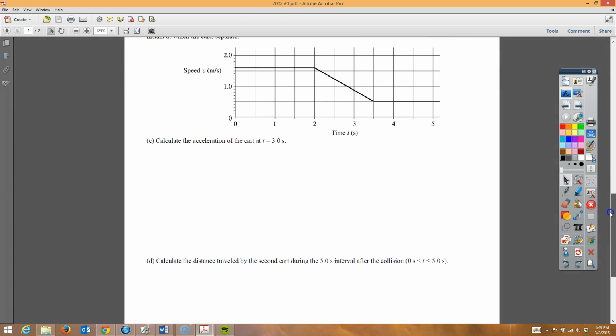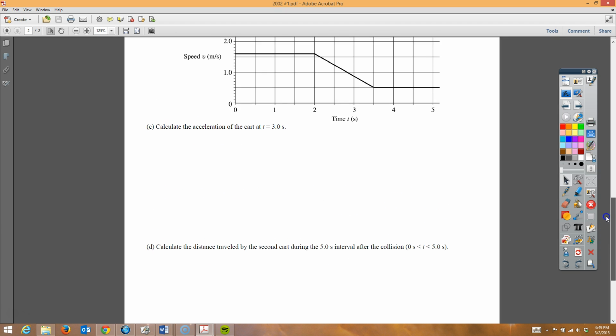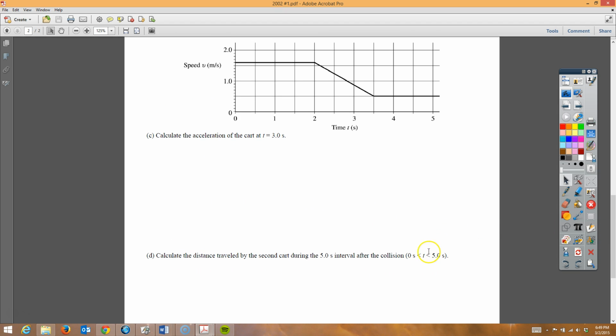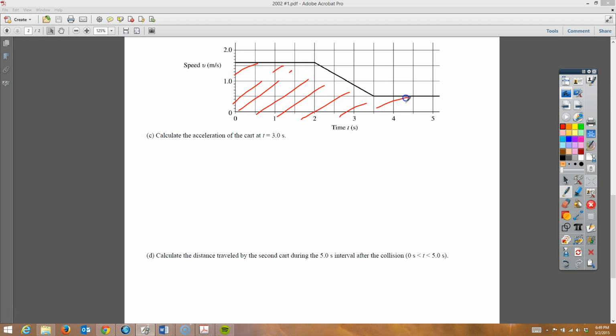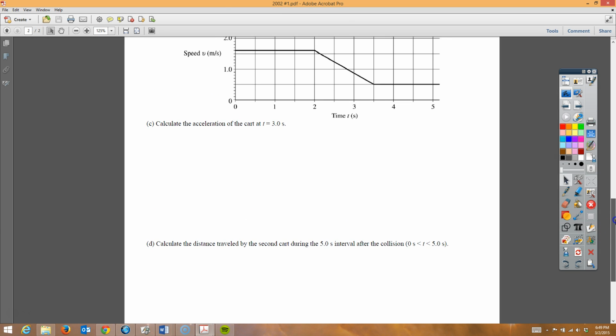For letter D, it says calculate the distance traveled by the second cart during the 5-second interval. So here we're looking at this entire time. We want to know how far did it go. If you remember from what we did way back in first trimester, if I can find the area underneath all of this, then we will find out what the distance is that it travels. So let's go ahead and try to figure out what that distance would be.